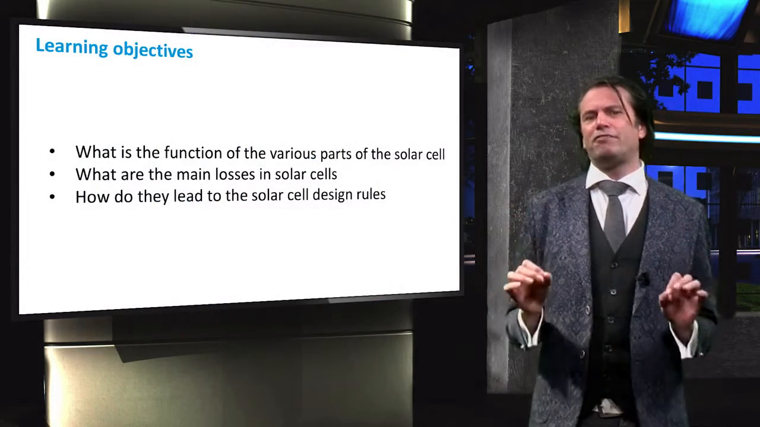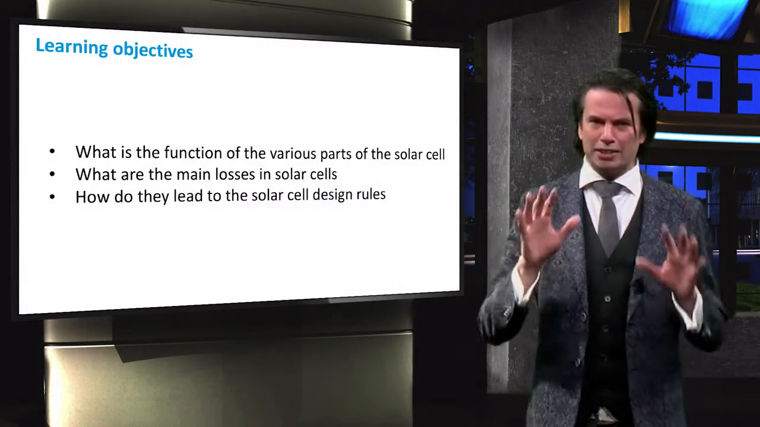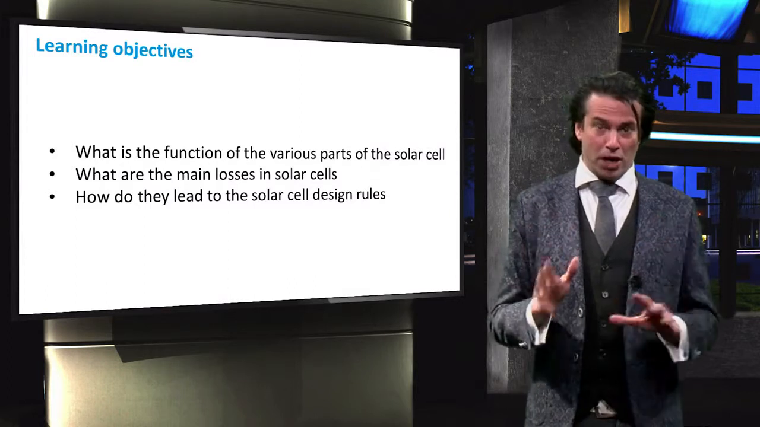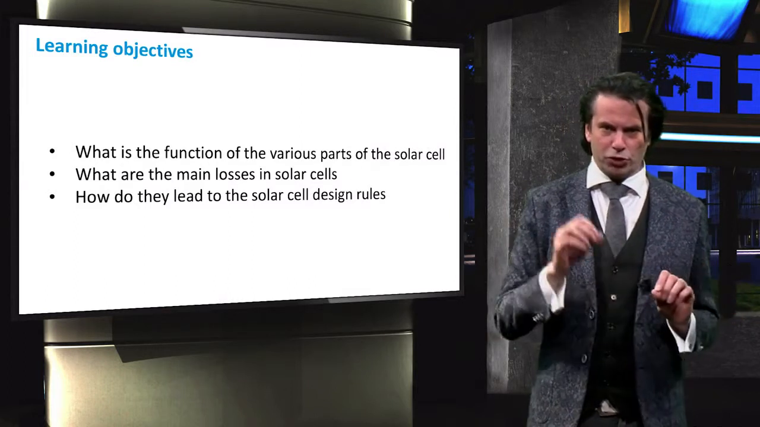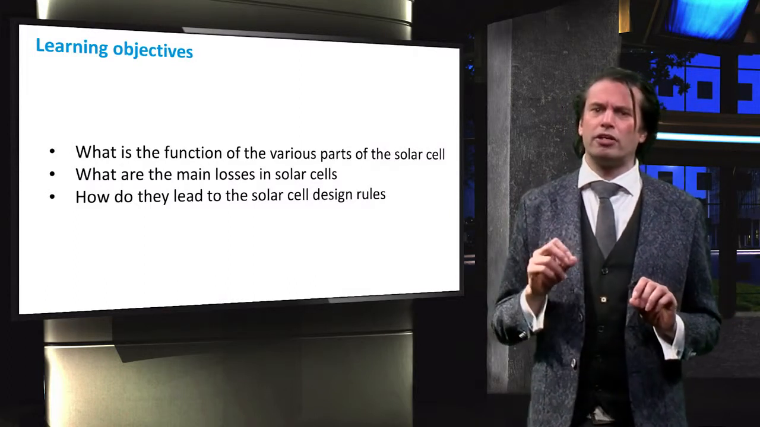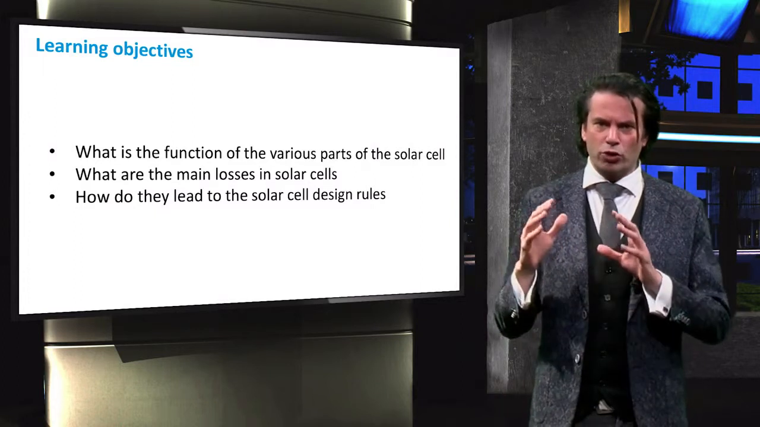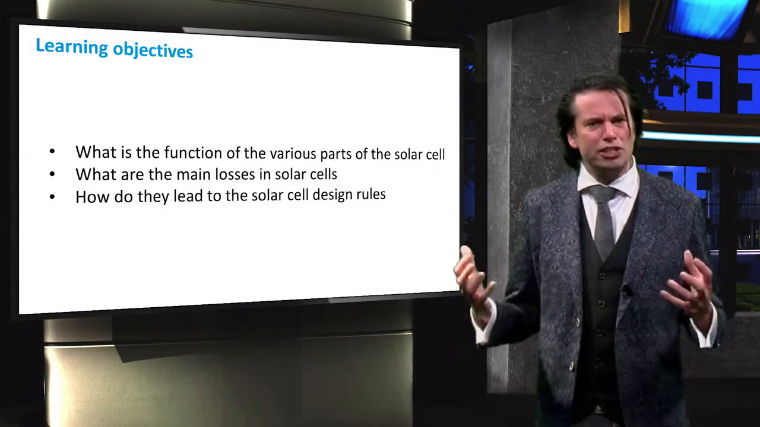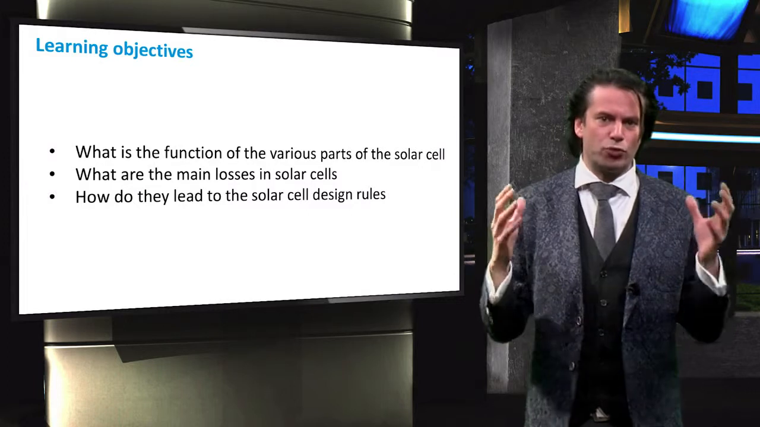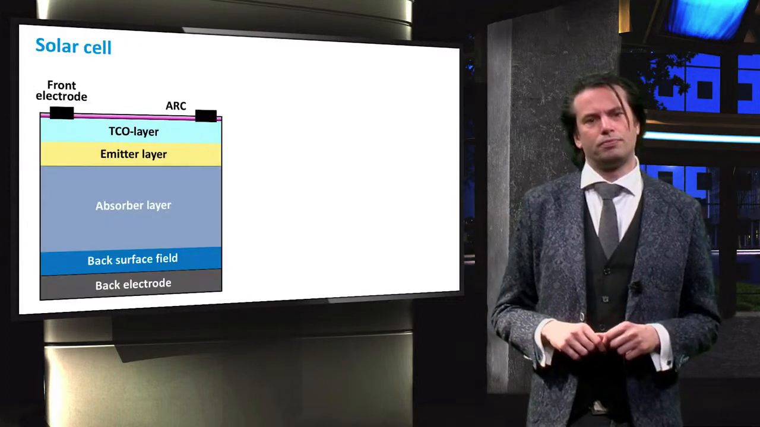The learning objectives for this video are to understand the main function of the various parts of a solar cell. We will discuss the main losses that occur in solar cells, and we will come to understand how these losses lead to the design rules for solar cells.